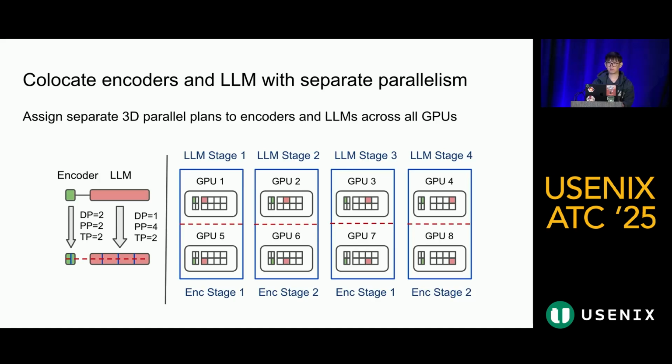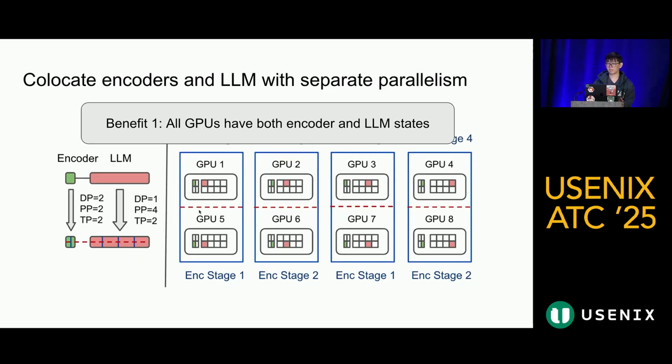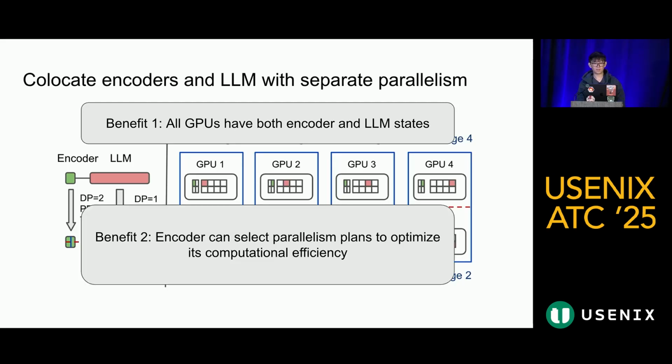For the large language model, there is already lots of work covering how you can find the right parallelism. For the encoder part, you can also choose its own parallelism. After you decide the parallelism strategy, we allocate the model onto every GPU. For example, here the encoder is using a different parallelism strategy compared with the LLM. It has two benefits. First, after choosing a separate parallelism, all GPUs will have both encoder and large language model states. The second benefit is that the encoder can select a parallelism plan to optimize its computational efficiency.